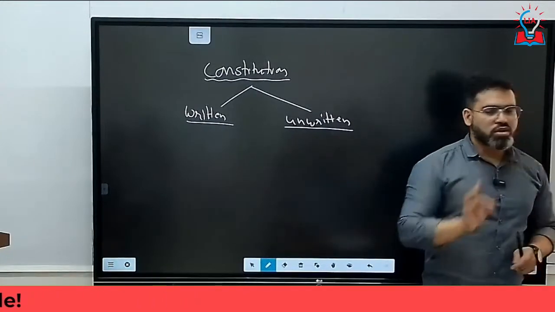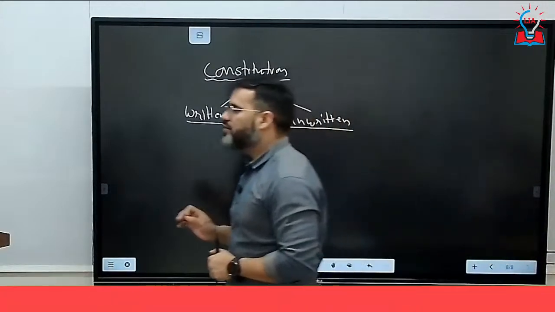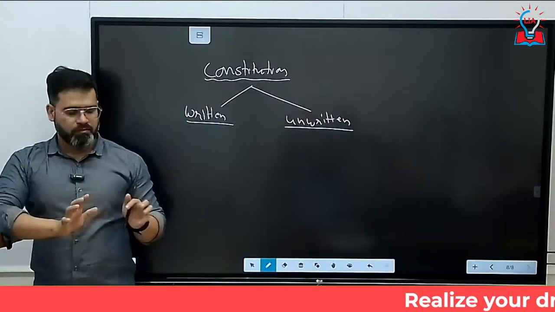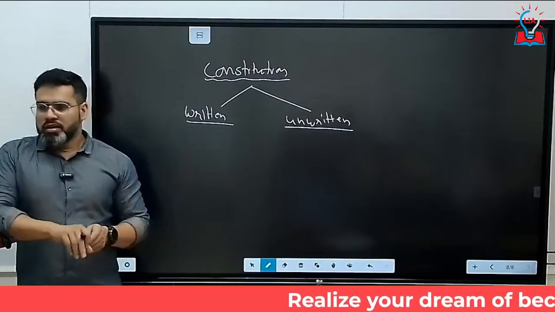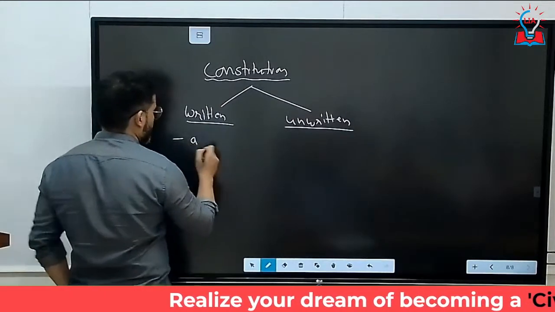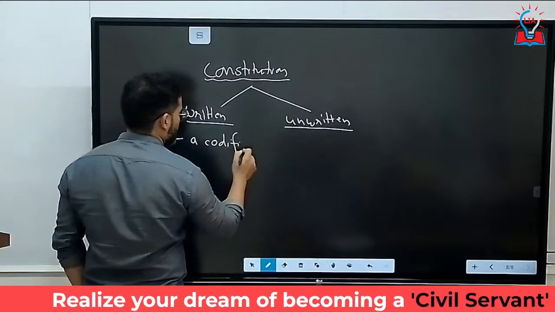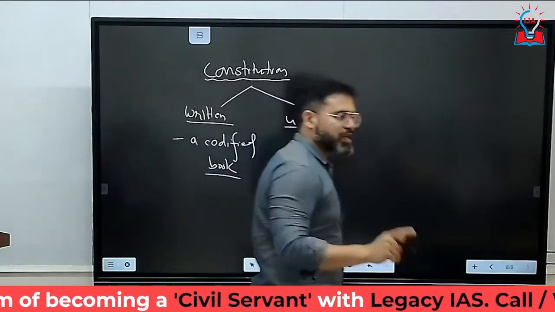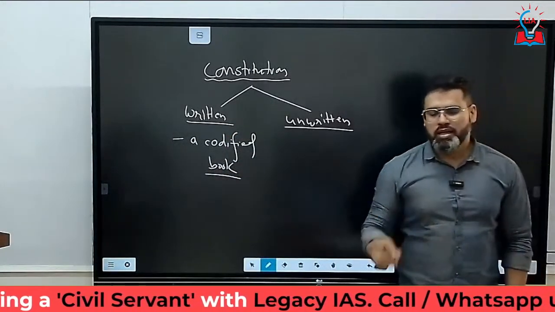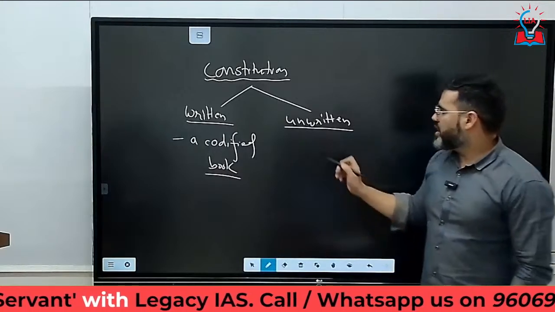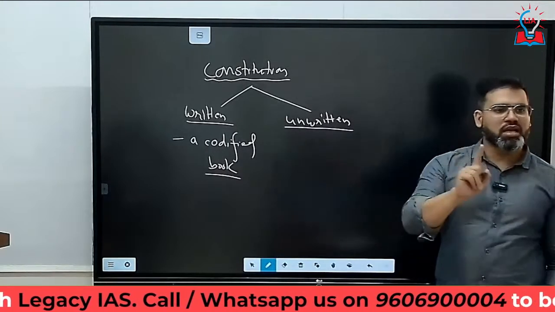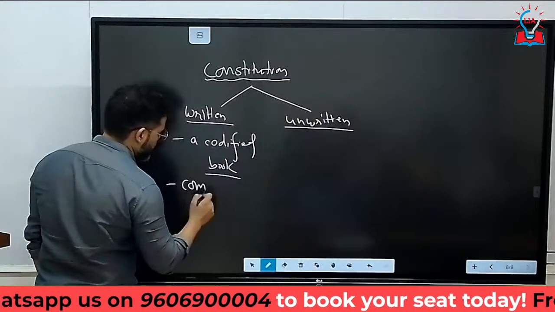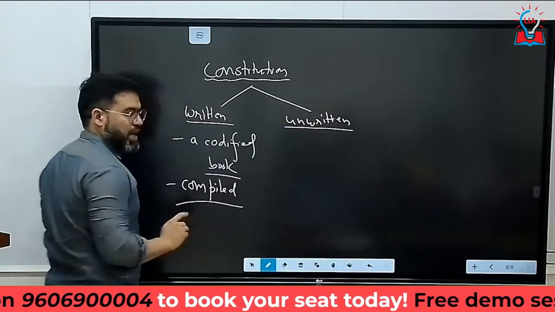Is it understood or not? So a written constitution is nothing but a codified book, actually. A codified book, where everything is mentioned in the same book, that is known as a written constitution. But in the case of an unwritten one, these will not be mentioned in a single codified book. So this is the compiled version, right? This is nothing but the compiled version, compiled in one single book.